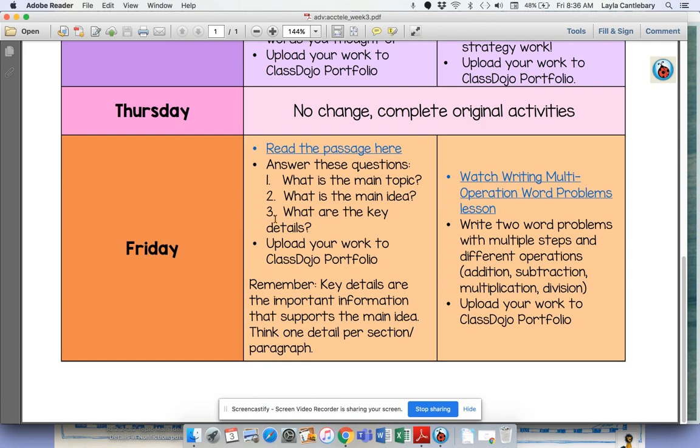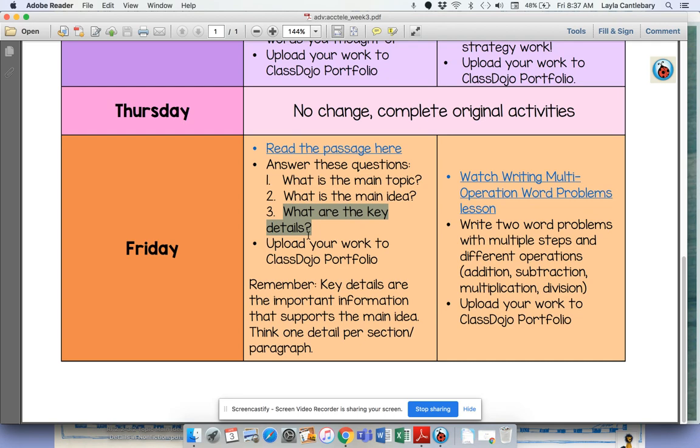So for today, my friends who are in maybe cool, it's your choice, but definitely daring and excellent are going to read this passage here. It is a nonfiction passage. You're going to answer the questions. Same questions as Monday. What is the main topic? What is the main idea? What are the key details? Well, that's a different question.